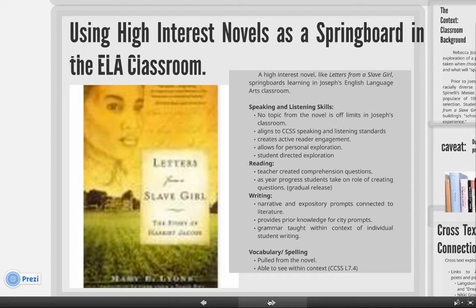In addition, she taught grammar, not in a vacuum, but within the context of the individual student writing. Therefore, the grammar instruction was specific to the student and the student's needs. The vocabulary and spelling that they learned in class were based on items pulled from the novel. They were able to see the words being used within the context, which directly connects to our Common Core standards for Language 7.4.